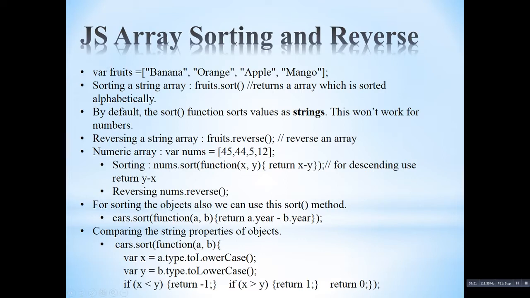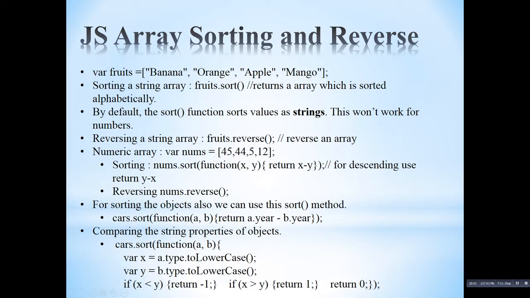So for sorting you can also use another function to sort by years: cars.sort, where you can pass your own function, a.year minus b.year. This sorts based upon the years. Comparing string objects: you can compare strings also, using string properties like this. If x is less than y, you can return -1, 0, or +1.